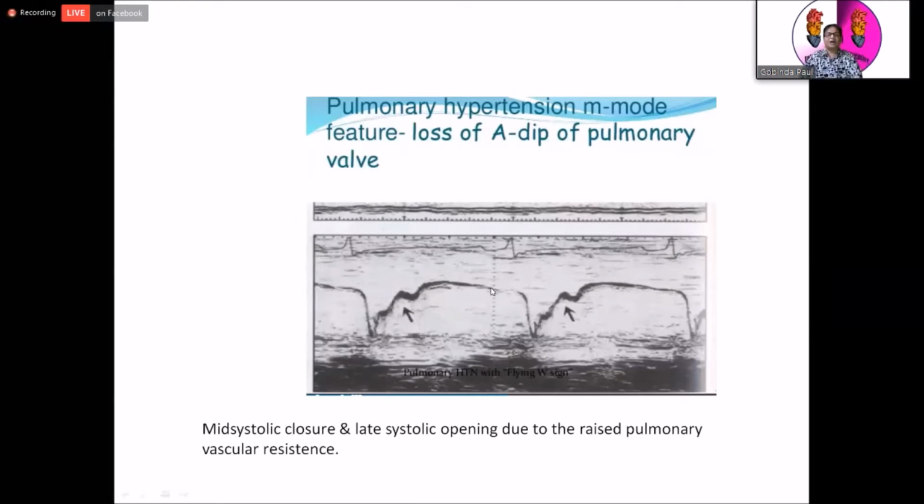Here, in case of pulmonary hypertension, two signs: loss of the A dip, and the flying W sign or arrowhead sign. Loss of the A dip is due to increased pulmonary arterial diastolic pressure beyond the right ventricular pressure and right atrial pressure, so that right atrial contraction does not create the A wave. And also the mid-systolic closure and late systolic opening due to raised pulmonary vascular resistance cause the flying W sign.